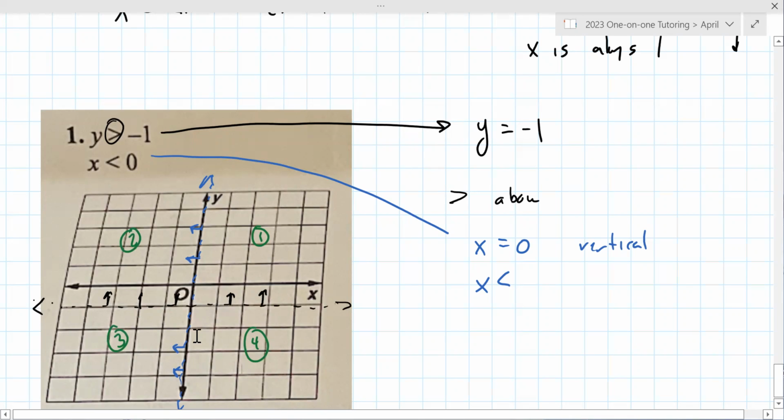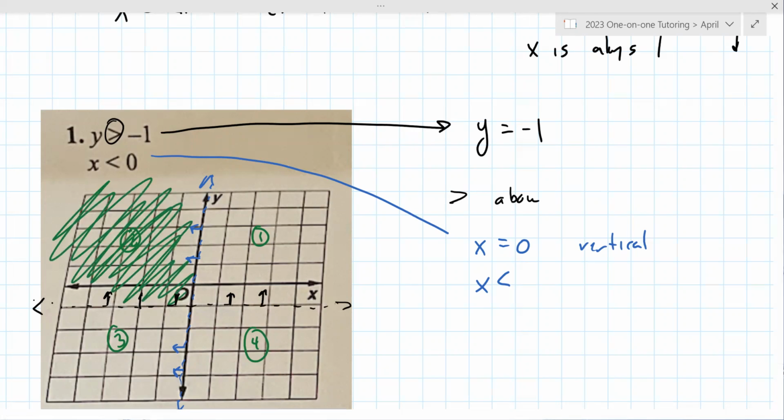Wait, by that do you mean where the two lines meet? No, and I'm glad you said that, because now I understand, I was a little confused about that. I'm asking where the shading overlaps. Oh, in 2. Yes. Yeah, I get it.